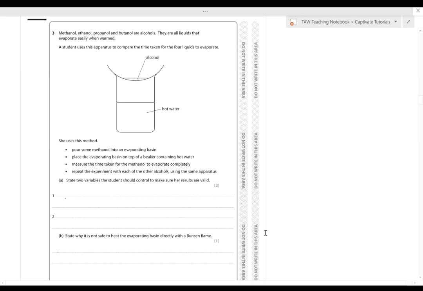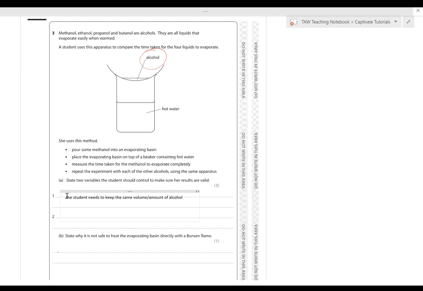Okay, this question 3 is about the evaporation of alcohols. And the first question is asking us to state two variables the student needs to control to make sure her results are valid. So we need to think about what factors will affect how quickly the alcohol evaporates. The first thing to consider is the amount of alcohol is obviously important for how quickly it evaporates. So the student needs to keep the same volume or amount of alcohol for each experiment.